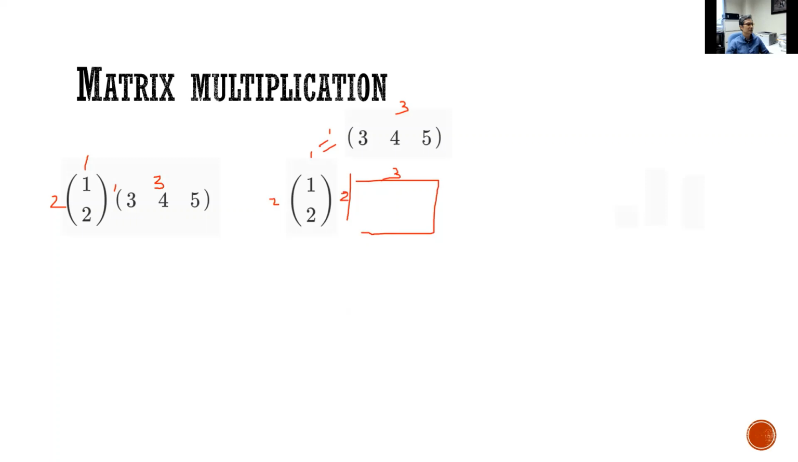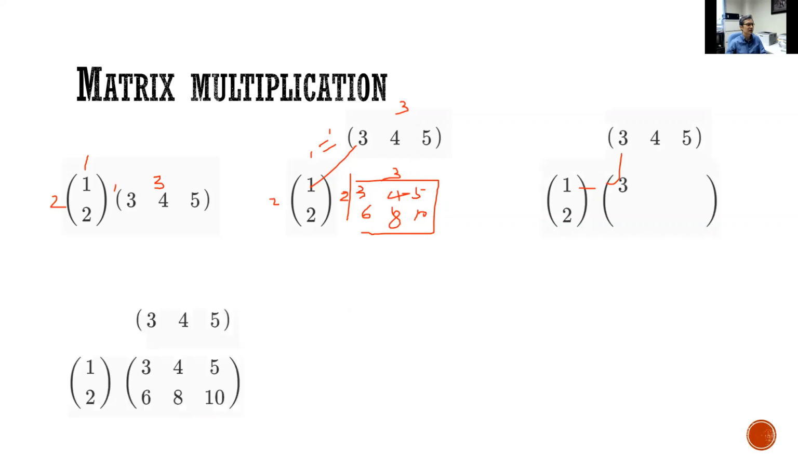So how can we compute? We will compute this multiplication. This should be 3, and this will be 4, 5, and then 6, 8, 10. So that's the answer. We compute the first position multiplication, and then the second, and that's the answer. So the multiplication of these two, the answer is a 2 by 3 matrix of this.